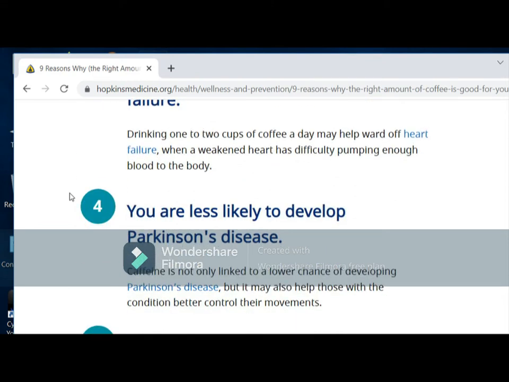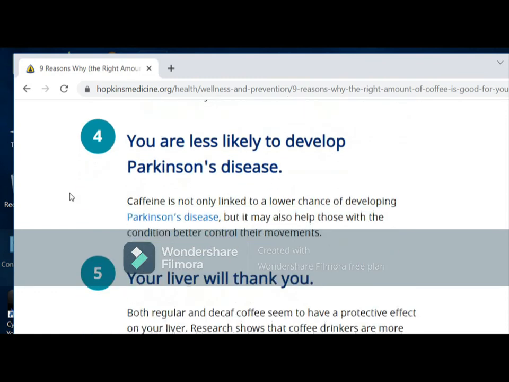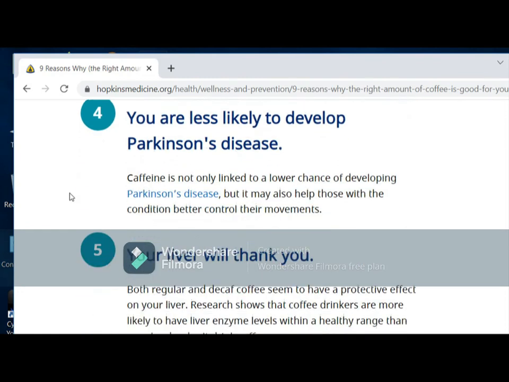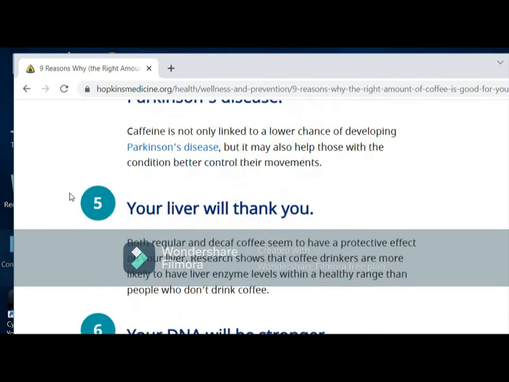Let's say you get to develop Parkinson's disease. Caffeine is not only linked to lower chances of developing Parkinson's disease, but it also helps those with the condition better control their movements. Why for sure? We're supposed to drink coffee. Your liver will thank you. Can you imagine?